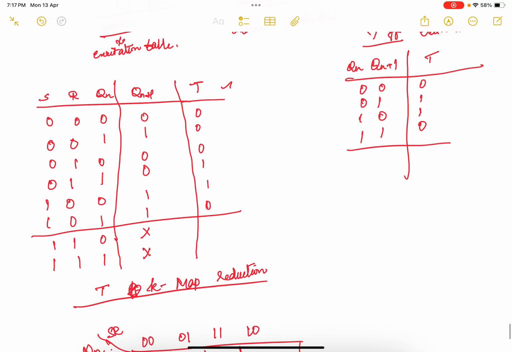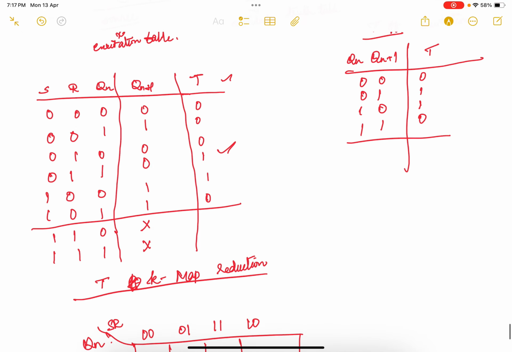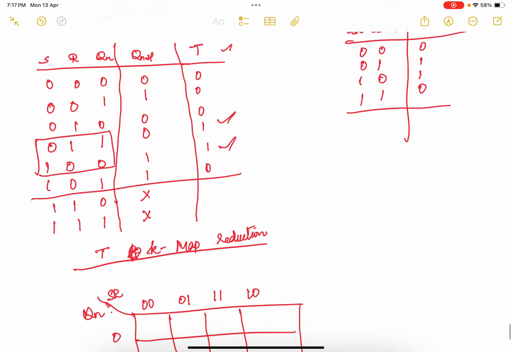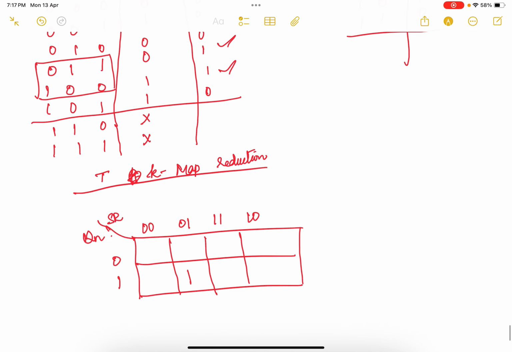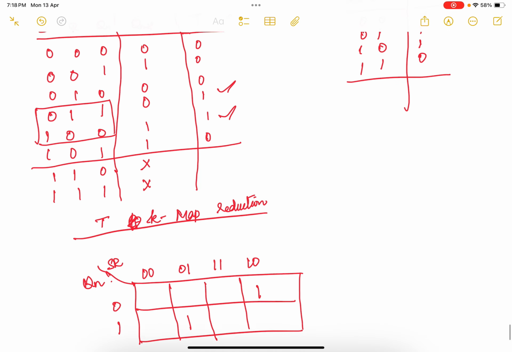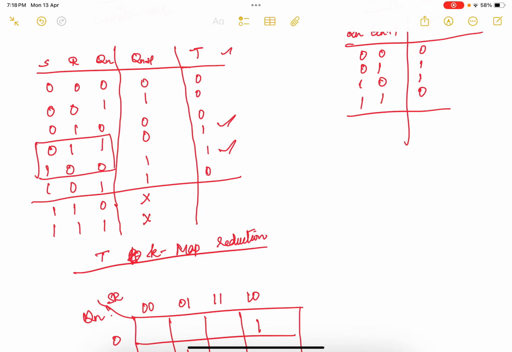Now if you see, only for two things we got the output as 1. That is for the 0 1 combination with Qn as 1, and next for 1 0 with Qn as 0. Now we got the output.